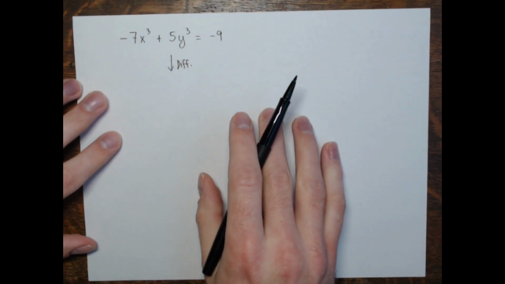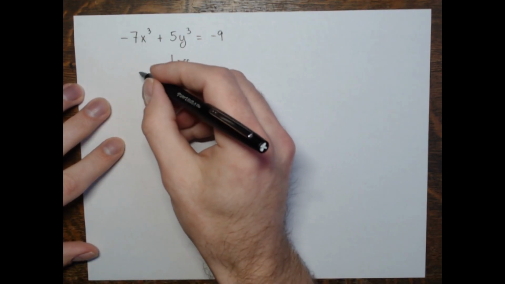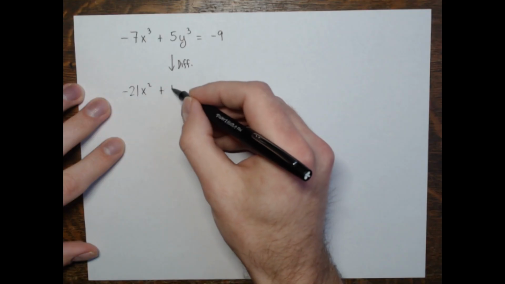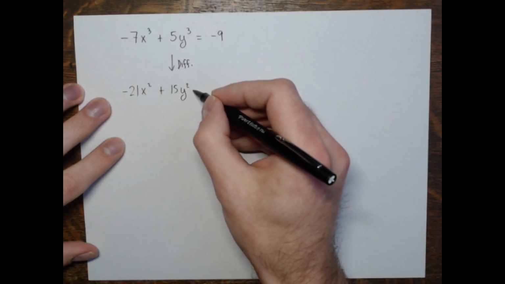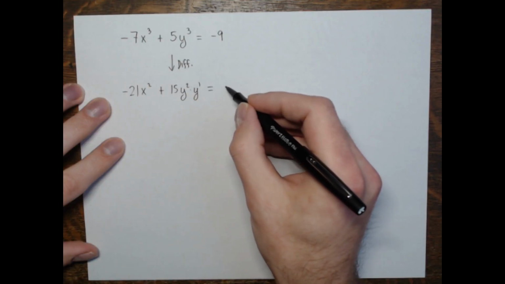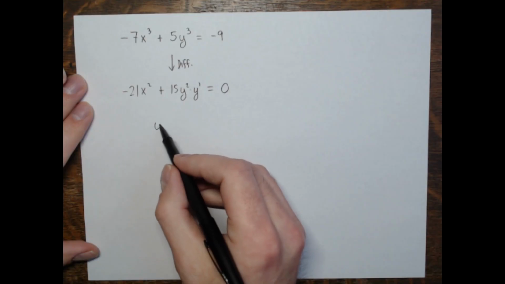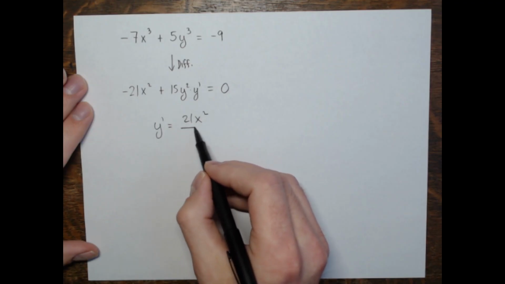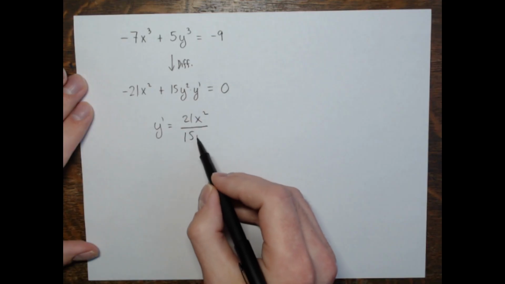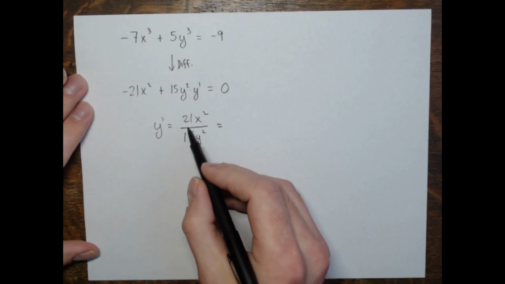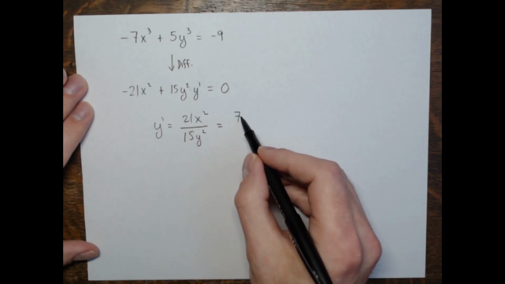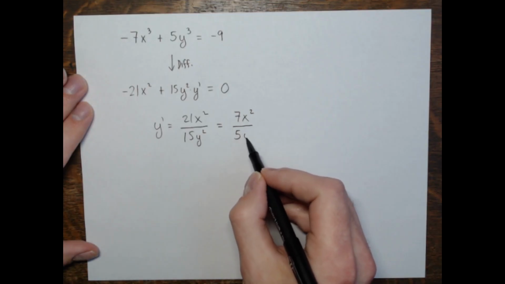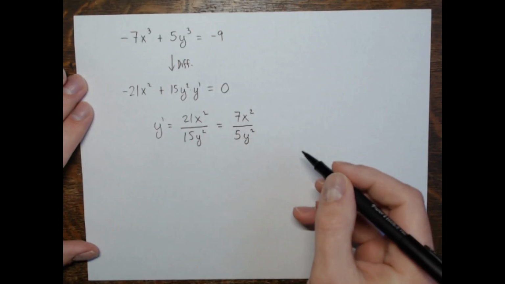I'm just going to write diff now. Differentiate with respect to x. I hope that's implied now. You should understand that. So this is negative 21x squared plus 15 times y squared, but then times y prime, chain rule, equals 0. So y prime would be positive 21x squared divided by 15y squared. But 21 and 15 have a common factor of 3, so that'd be 7x squared in the numerator divided by 5y squared in the denominator. So there's y prime.